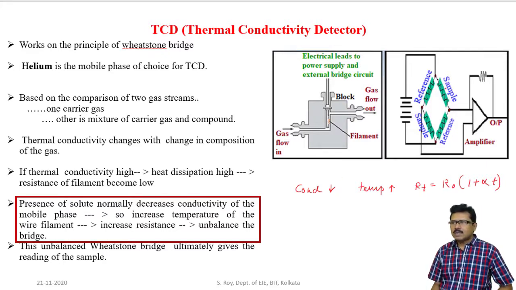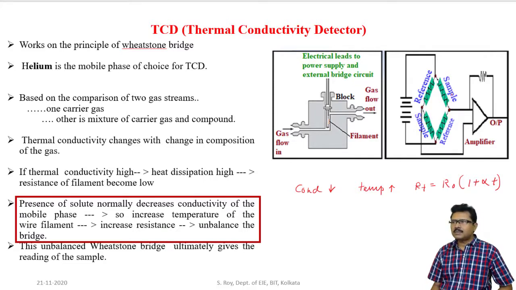So when the sample is passed through these opposite arms, the conductivity of the surrounding atmosphere will change. So heat dissipation from these arms will decrease. As heat dissipation decreases, the temperature of these arms will increase. As temperature increases, the resistance value of these arms will increase, meaning the Wheatstone bridge will be in an unbalanced condition.